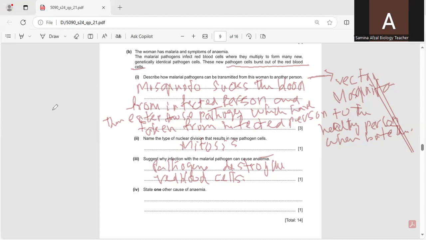State one other cause of anemia. Deficiency of iron, because iron is present in the hemoglobin. So if there is a lack or deficiency of iron in the body, the person will suffer with anemia.